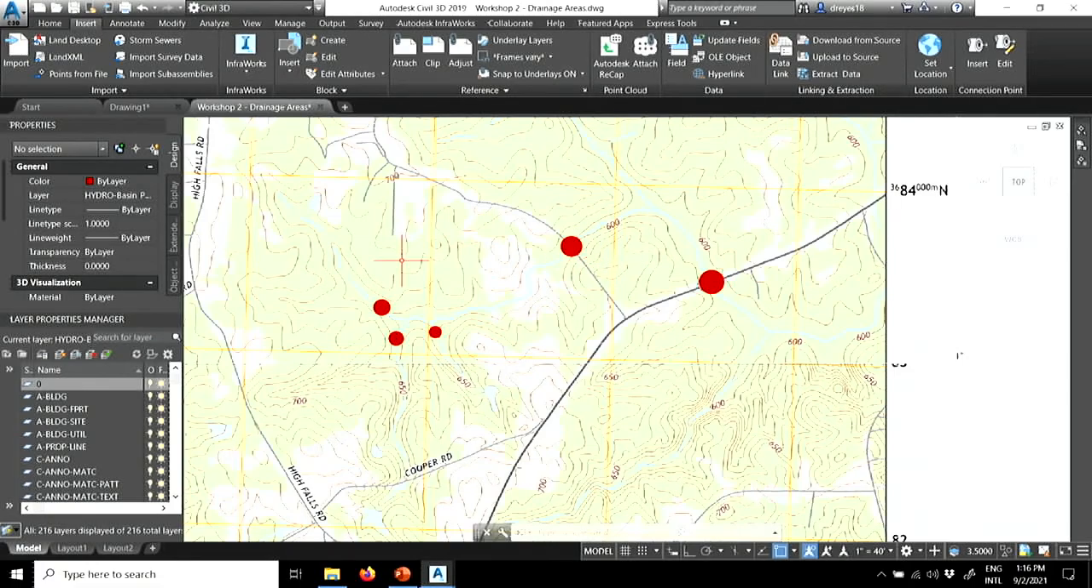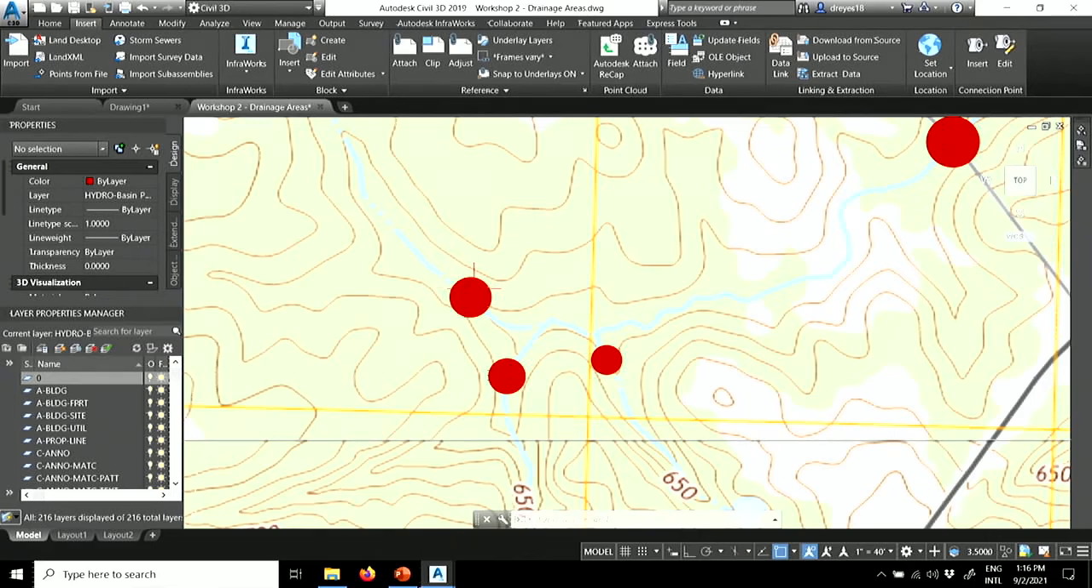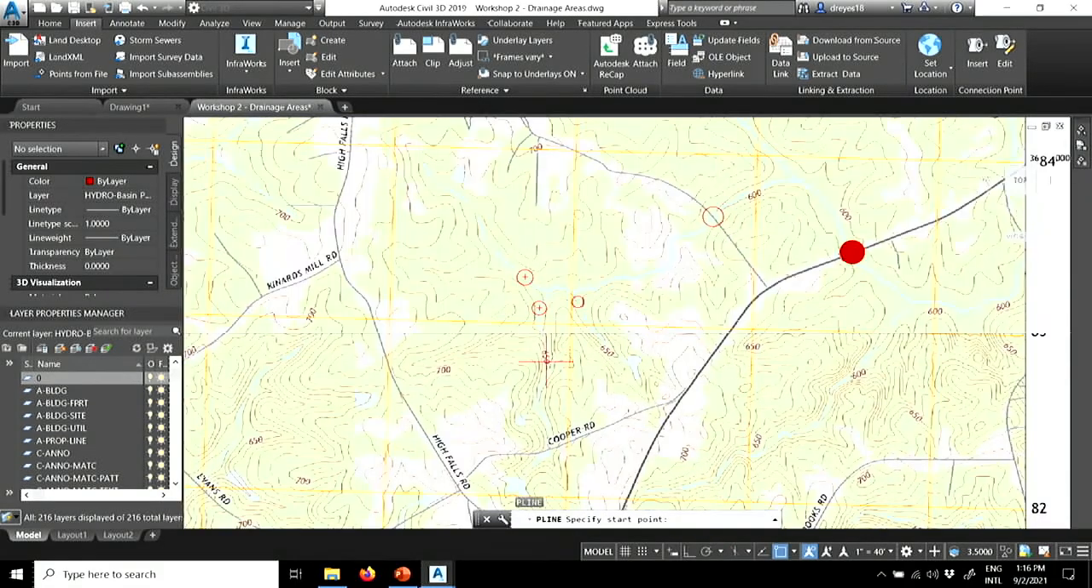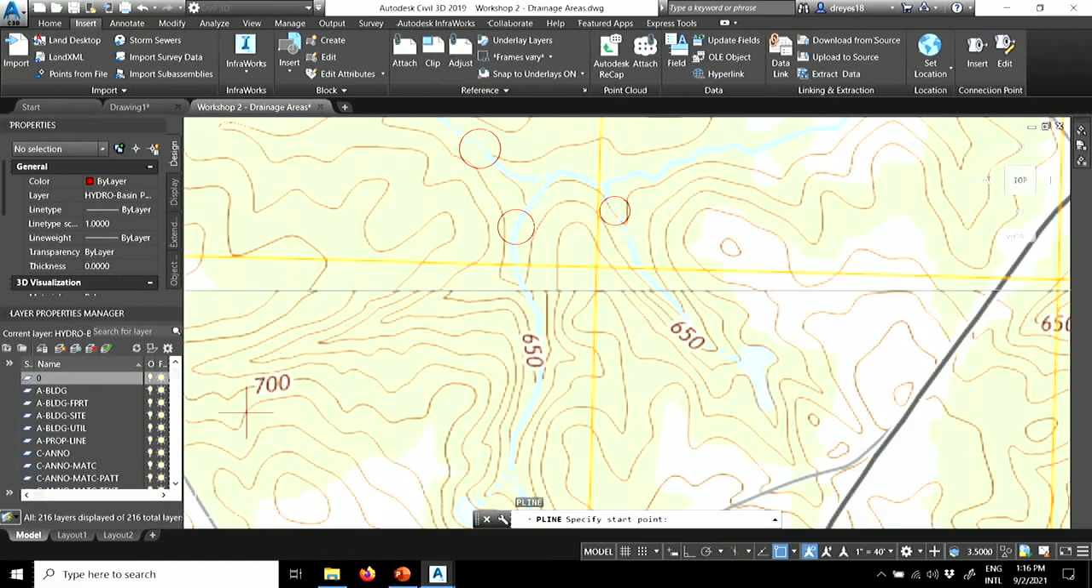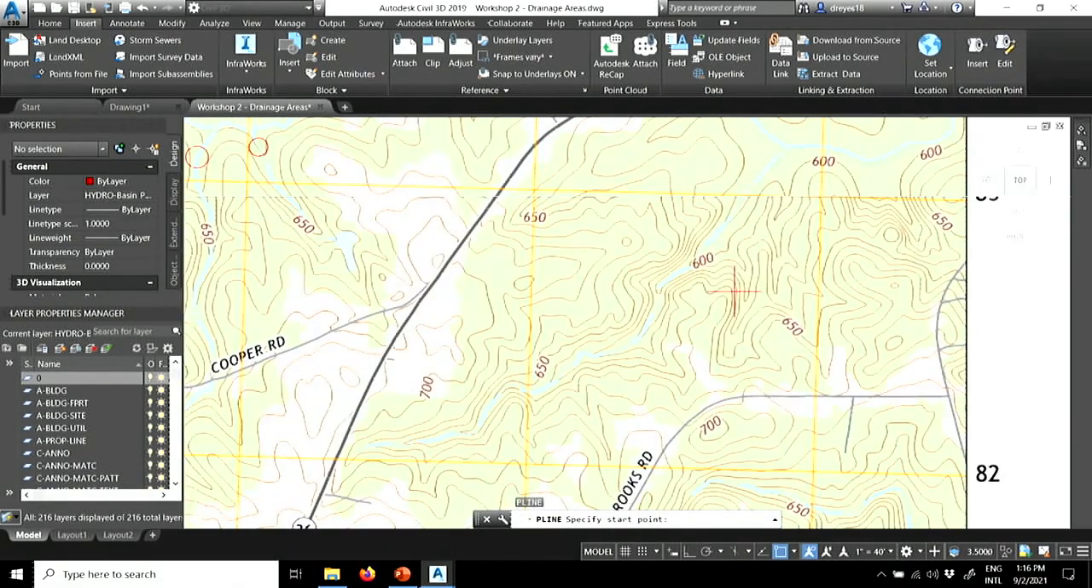So I'm gonna start with this tiny one, okay? Let me get rid of that. Oh, this is one hatch. This is my outfall point. Right now, what I know from the contours is that this is my 650 line, this is my 700 line. Let me see if I can find a nicer one. Here. This is 650, this is 700.